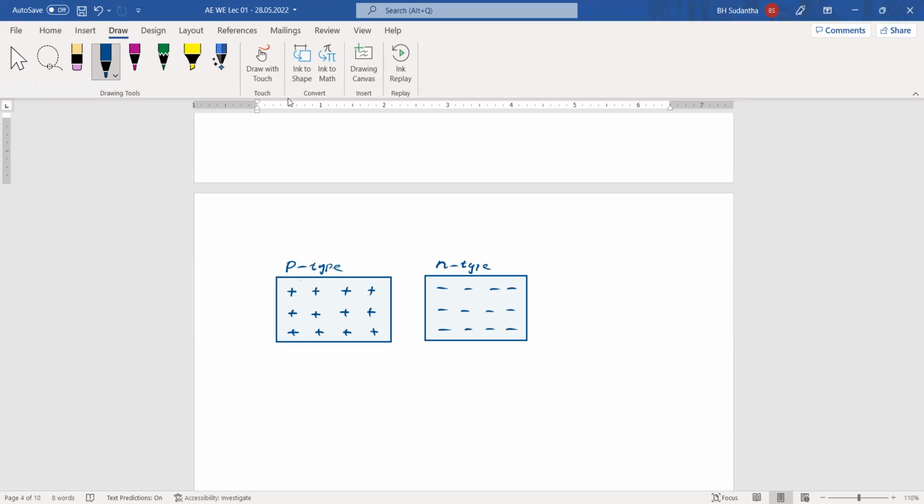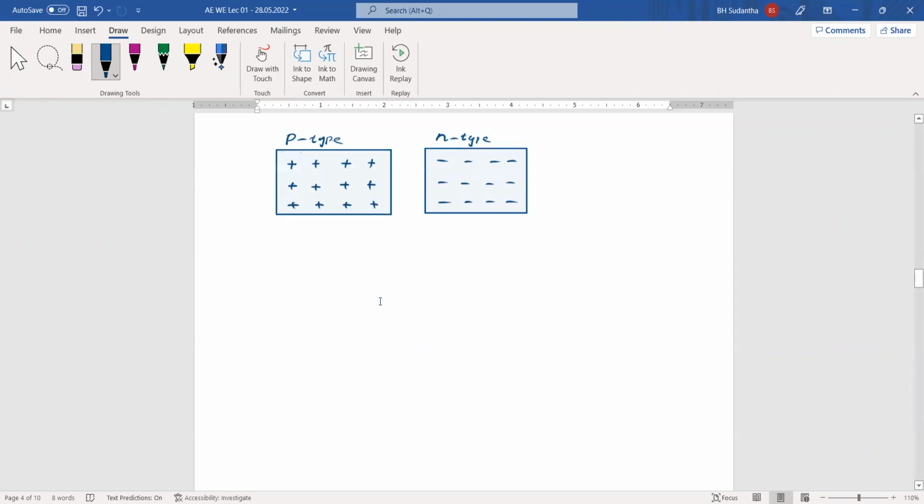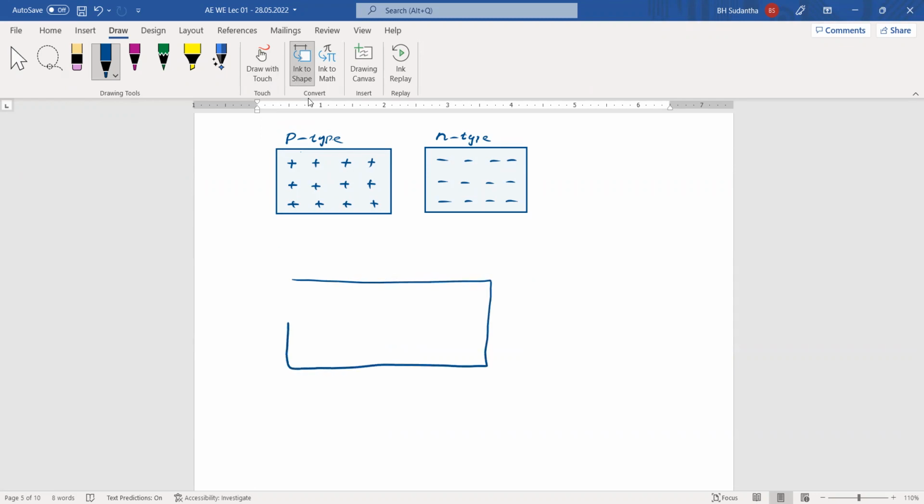Now we are going to discuss what happens when we join these two parts together and we have a PN junction. That's what we want to discuss. Okay. Considering this situation here, we can bring these two pieces together and try to understand what will happen after that. Okay.